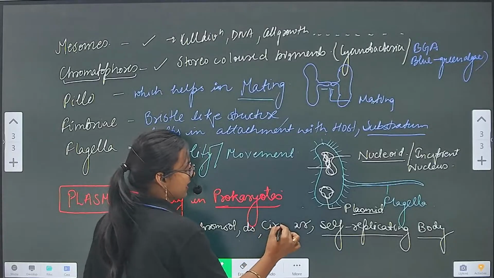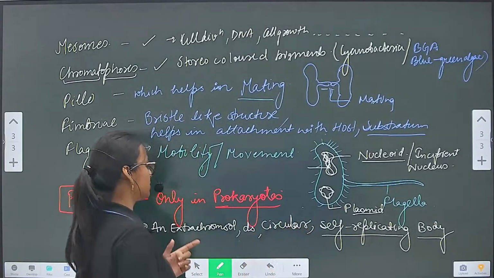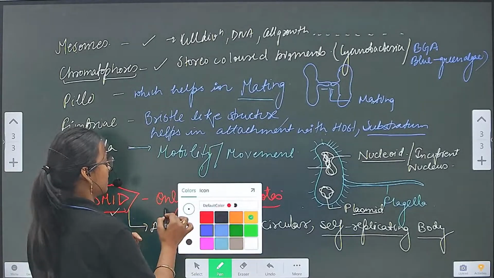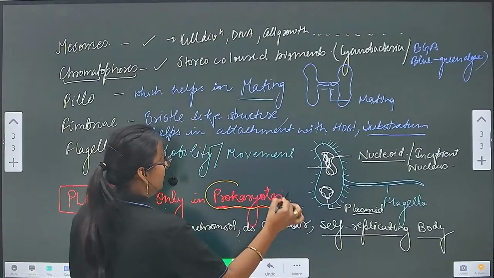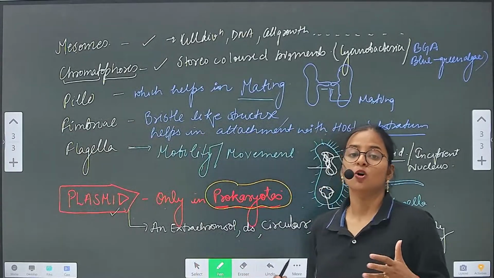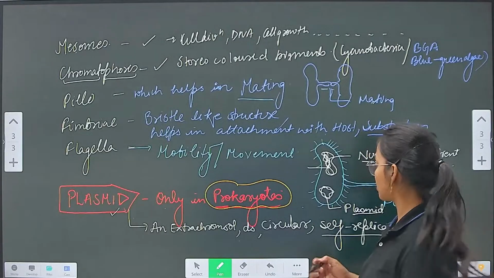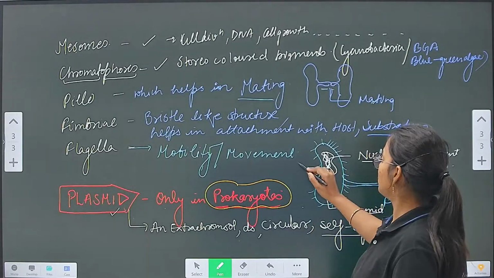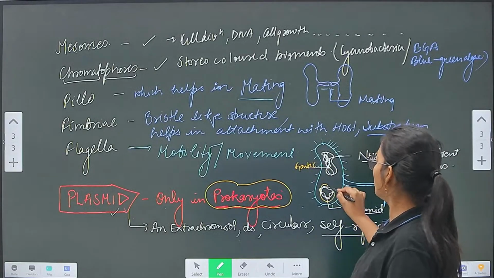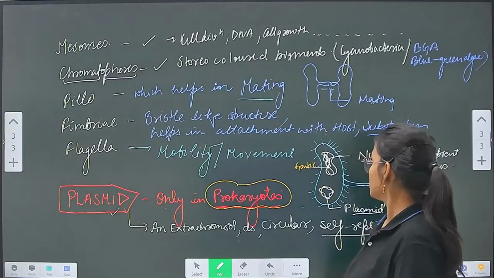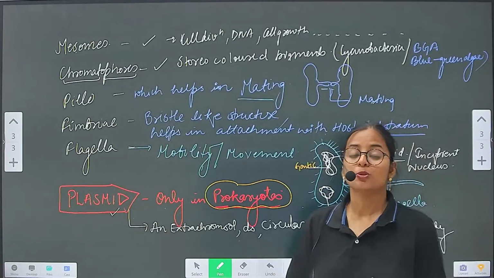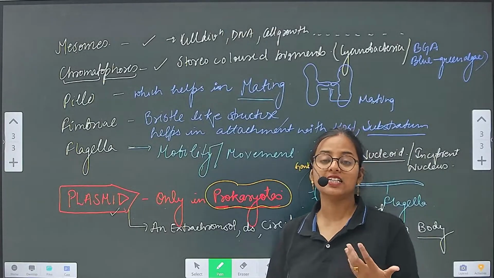Is that clear? An extra chromosomal, double-stranded, circular, self-replicating body is called a plasmid. And as I told you, it is exclusively found in prokaryotes. So the question is, ma'am, what is the role of this extra chromosomal DNA? If the genetic material is already present over here, then what is the role of this extra chromosomal DNA? So my dear students, this extra chromosomal DNA provides an extra, additional feature to the bacteria.